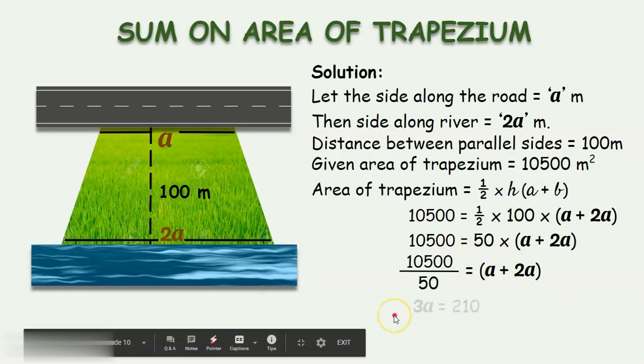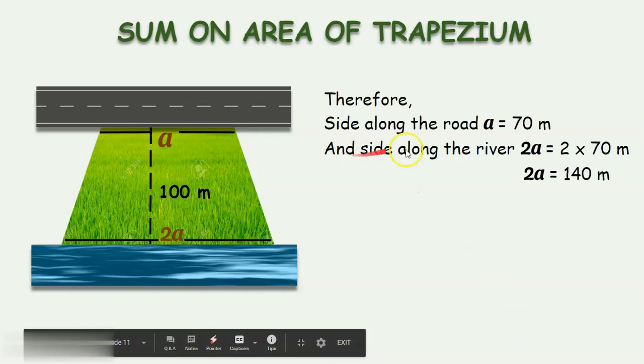Then 3A is equal to 210, that is A is equal to 210 by 3, which is 70. Therefore, side along the road is 70 meters and side along the river is 2A, which is 2 into 70, that is 140 meters.